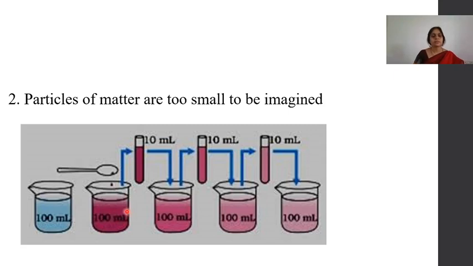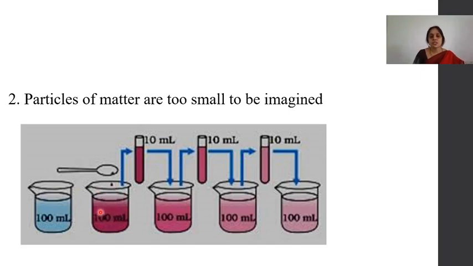Second characteristic: the particles of matter are too small to be imagined. This can be understood by an activity. Take 5 to 6 beakers. In the first beaker, take 100 ml of water and add 2 to 3 crystals of potassium permanganate, that is KMnO4. When you add them, the color will become a purplish pink.